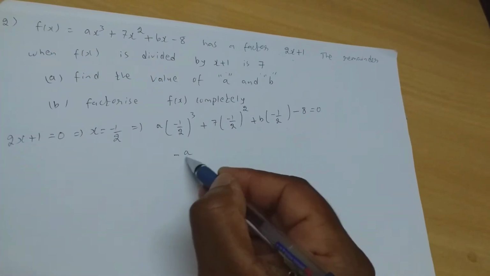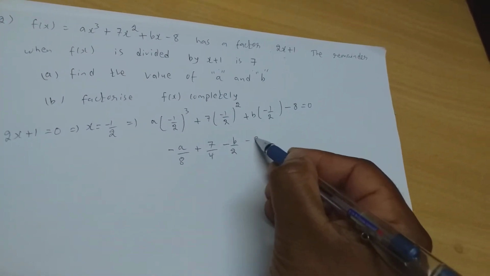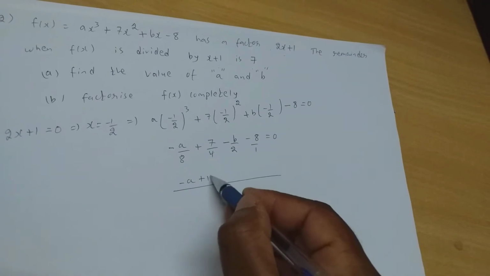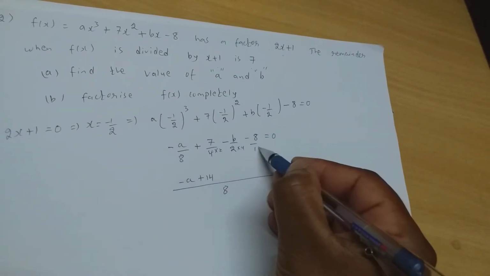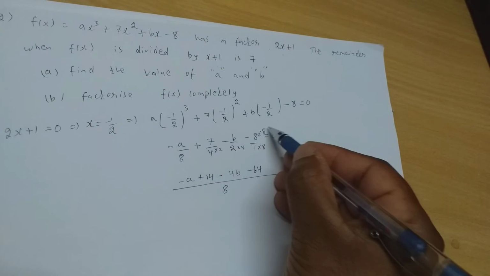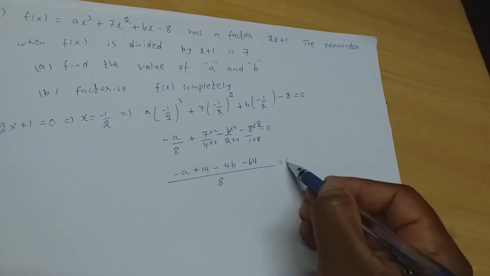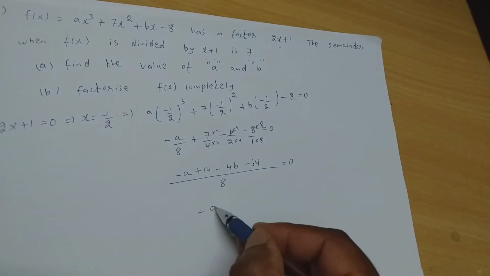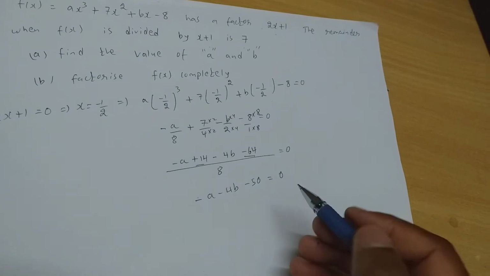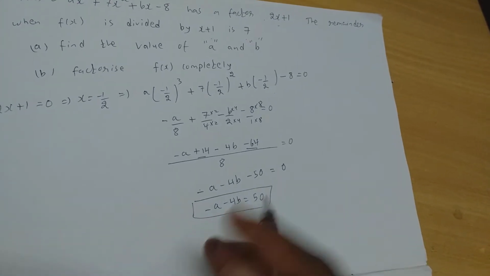So here how much do I get? Minus a by 8 I get, and here 7 by 4 minus b by 2 and minus 8 equal to 0. So let me take the LCM to be 8. So here it is minus a plus, here into 2 I need to do, here into 4 and here into 8. So minus 4b minus 64. When you multiply in the denominator, in the numerator also you need to multiply by the same number, equal to 0. So the 8 goes that side, it is 0. So it is minus a minus 4b plus 14 minus 64 is minus 50 equal to 0. So my first equation is minus a minus 4b equal to 50.